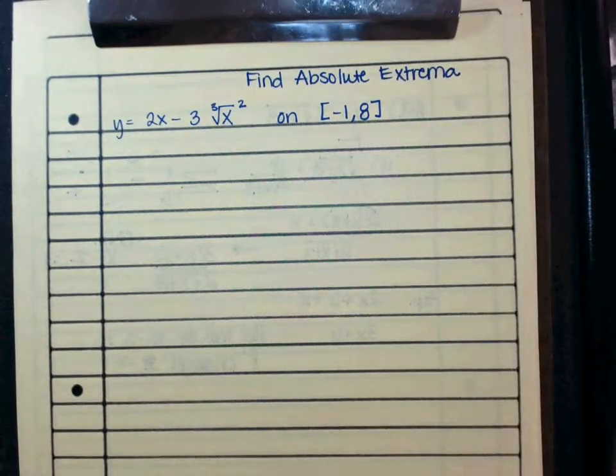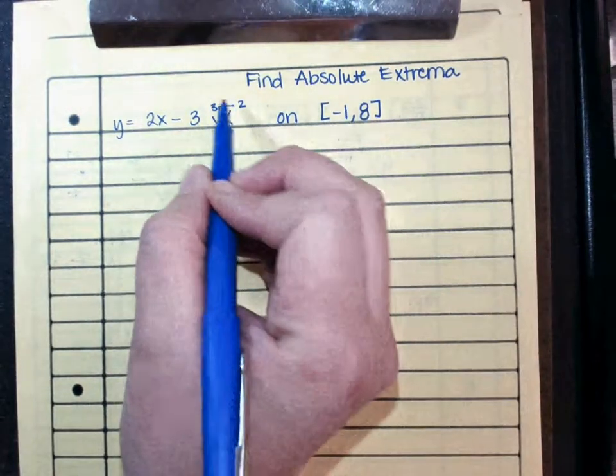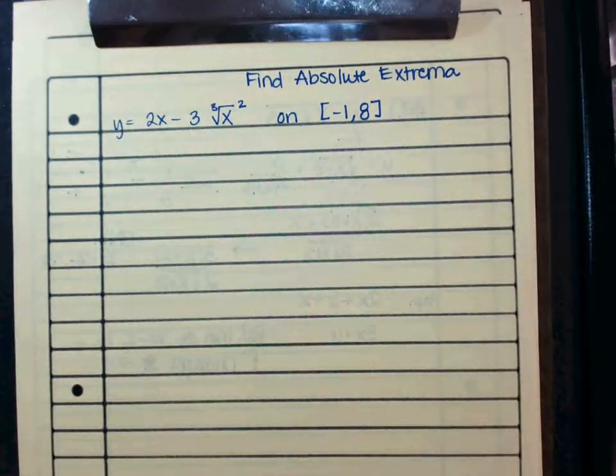Wow. Okay. So your goal, remember yesterday we were learning about absolute extrema. Your goal is to find absolute extrema on negative 1 to 8 for this function. So the first thing that we do is take the derivative, but in order to take the derivative, we need to rewrite this term. So if it's a cubic root and it's squared, you're going to have to use a fraction.